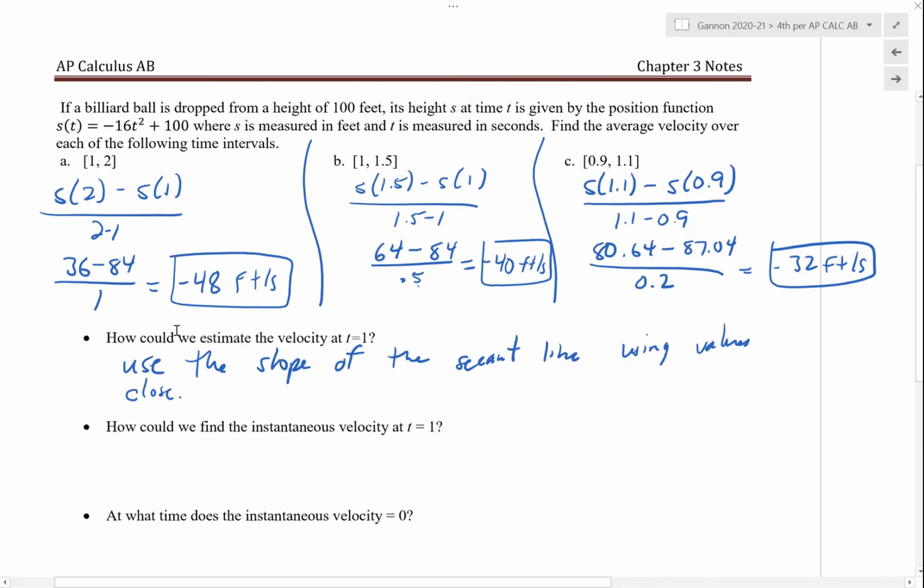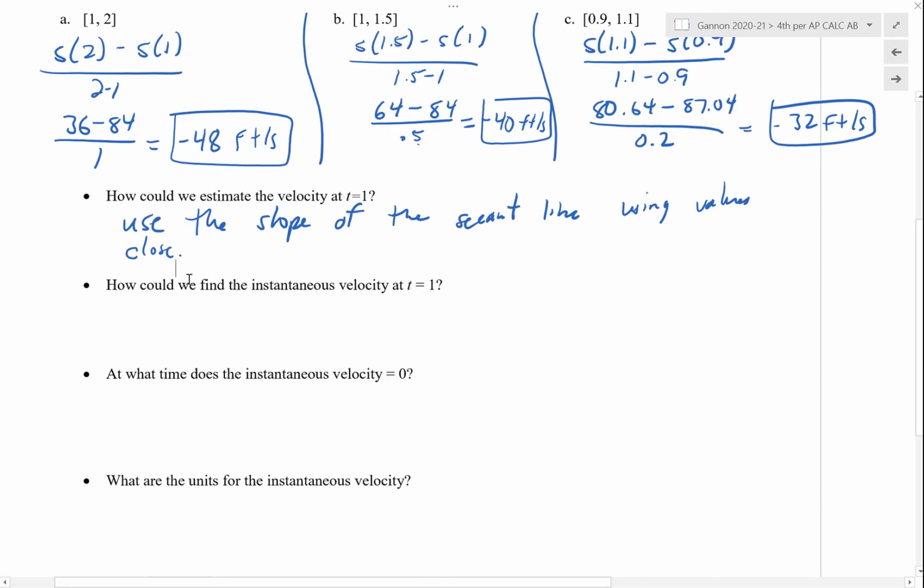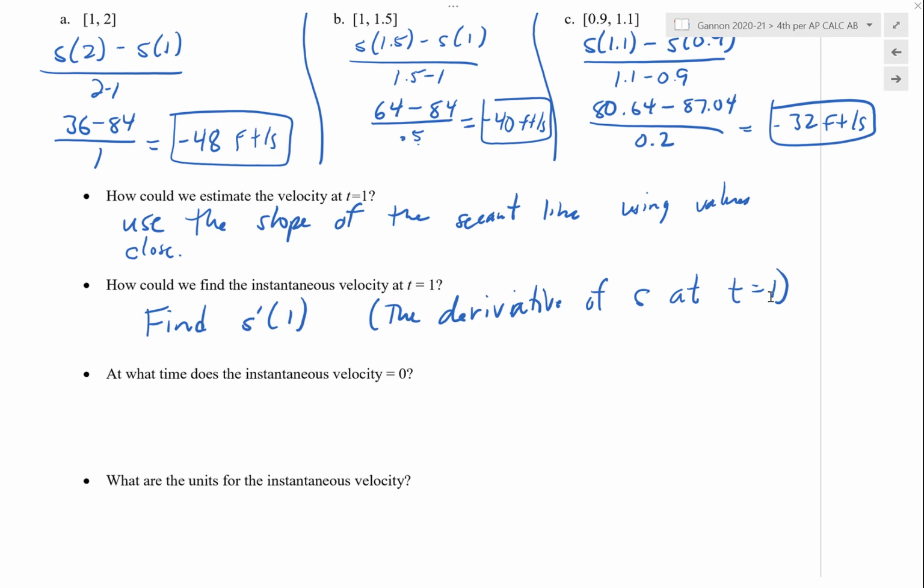Now, if we wanted to find the instantaneous velocity at t equals 1, then we would want to use the derivative. So instantaneous velocity is the same thing as the derivative. Okay, so what we would want to do is find s prime of 1. That's the derivative of s at t equals 1, and that would give us the instantaneous velocity at t equals 1.